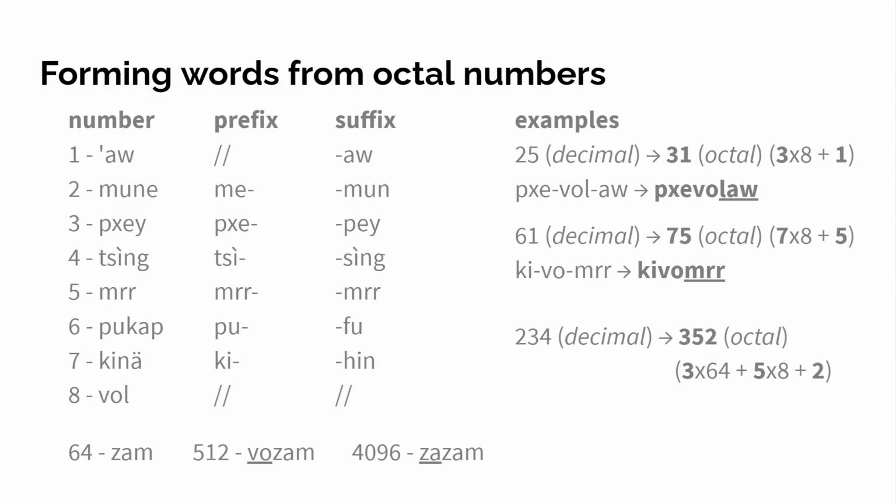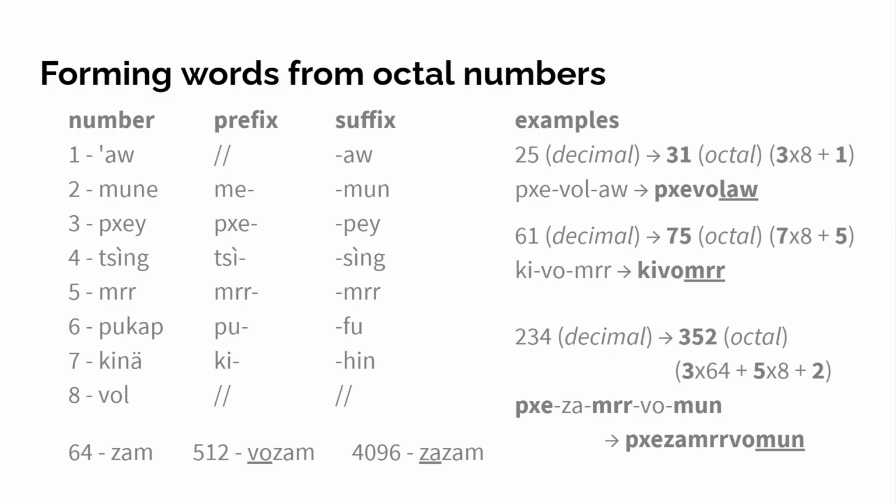234 decimal becomes 352 in octal. So that is 3 times 64 plus 5 times 8 plus 2. And now we just do exactly the same like before. We just incorporate the 64 in there. So we get this. 3 times 64, so e sa. Then 5 times 8, mrvo.